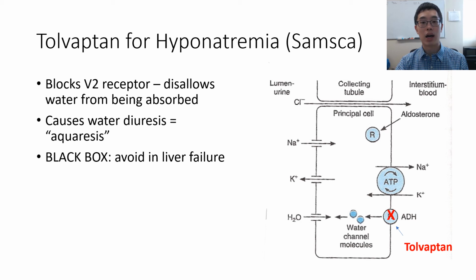Tolvaptan does exactly that. It blocks the V2 receptor, and the ADH that usually adheres to it, and prevents the translocation of aquaporin channels to the urine membrane. This medication is rather expensive, but works relatively quickly, and you have to observe the patient very closely once you start the medication. Sometimes only one dose is needed to correct a patient's hyponatremia, and this can sometimes reset the patient's system back to normal again. One thing to note about Tolvaptan is that it comes with a black box warning to avoid use in liver failure patients.